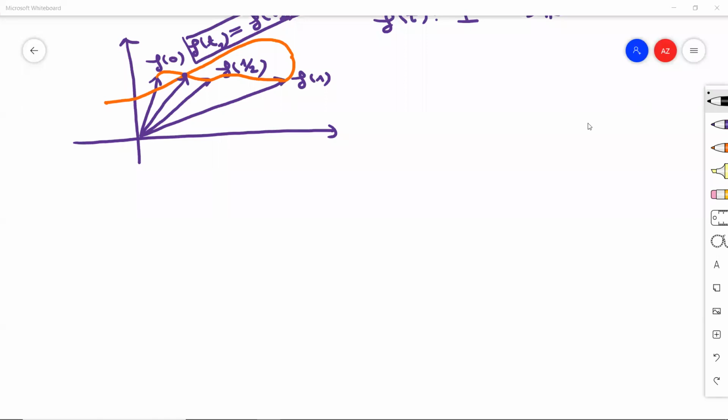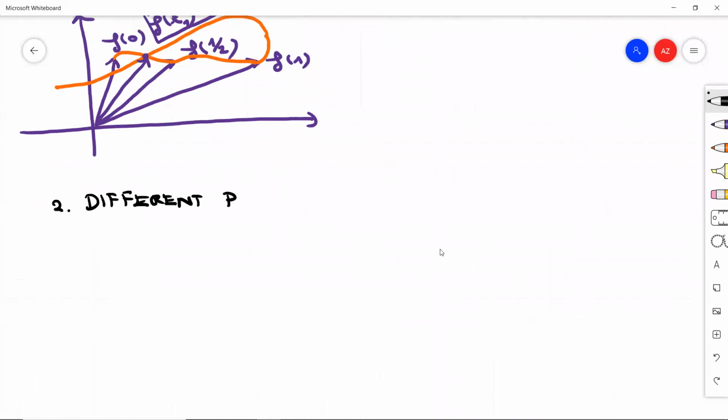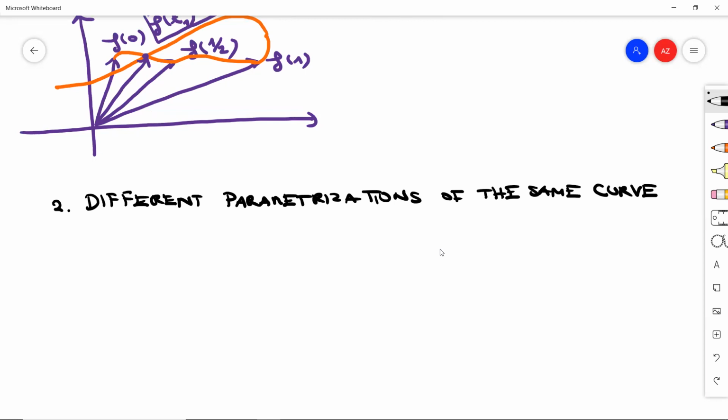So the second topic will be different parameterizations of the same curve. And among all those parameterizations, the one which will be of interest for us will be a natural parameter, so natural parameter.